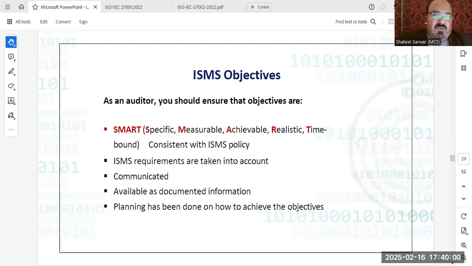Top management shall ensure that objectives have been developed at the relevant levels within the organization. Objectives must be measurable and consistent with the described ISMS policy. As an auditor, you should ensure that objectives are established at the relevant levels and functions within the organization. Objectives are in alignment with ISMS policy. Objectives are SMART: specific, measurable, achievable, realistic, and time bound. Objectives are set while considering all the applicable requirements, especially legal ones.